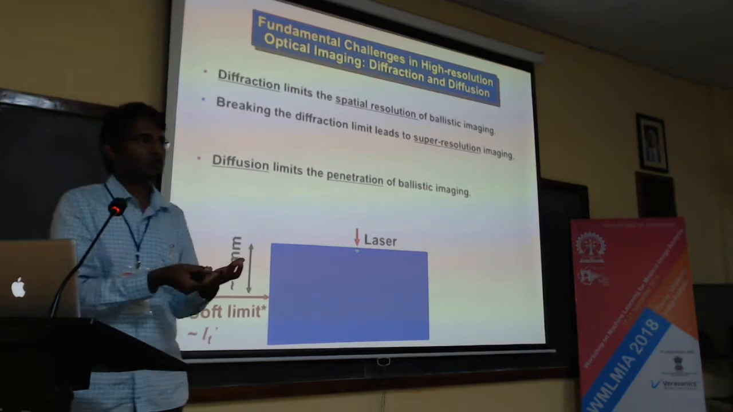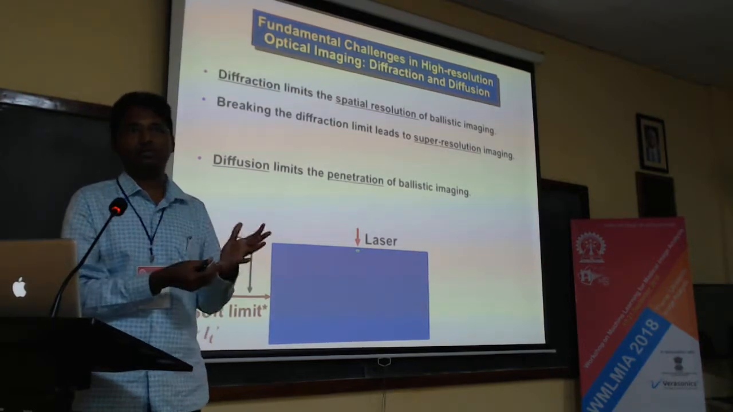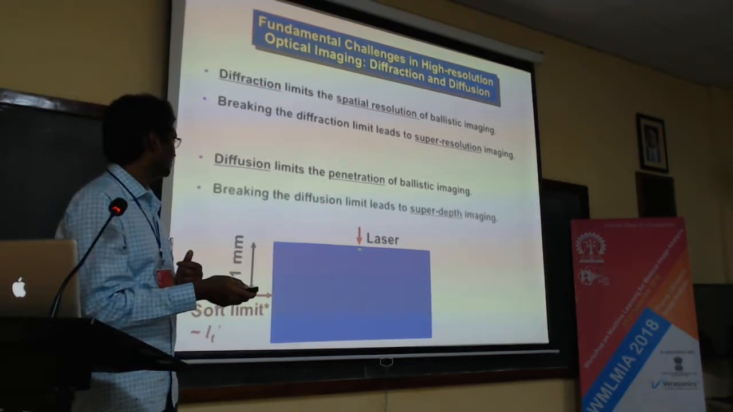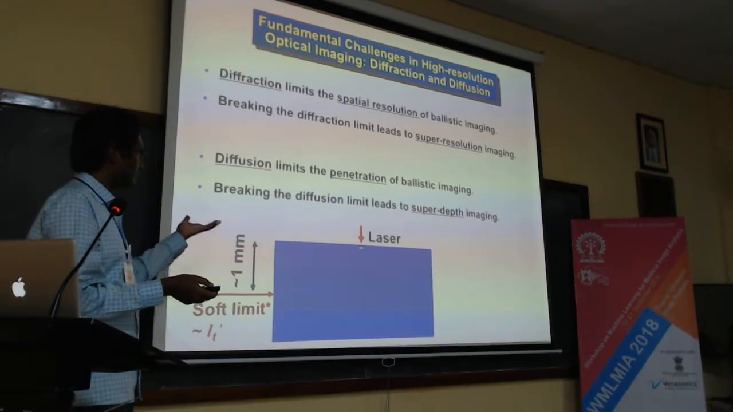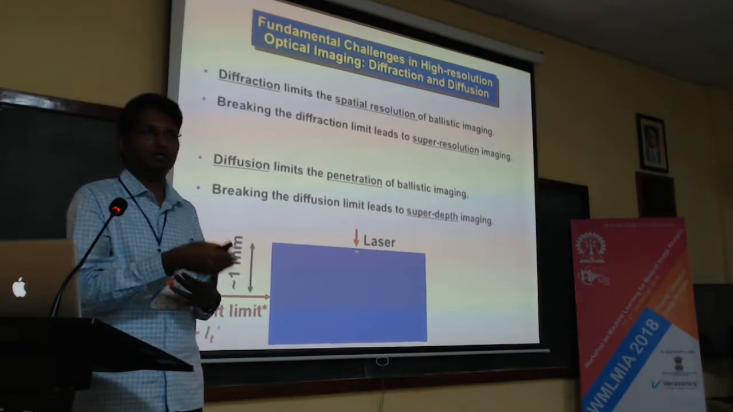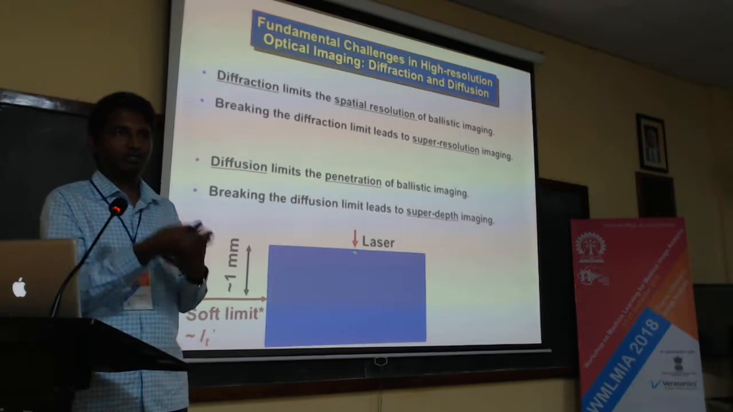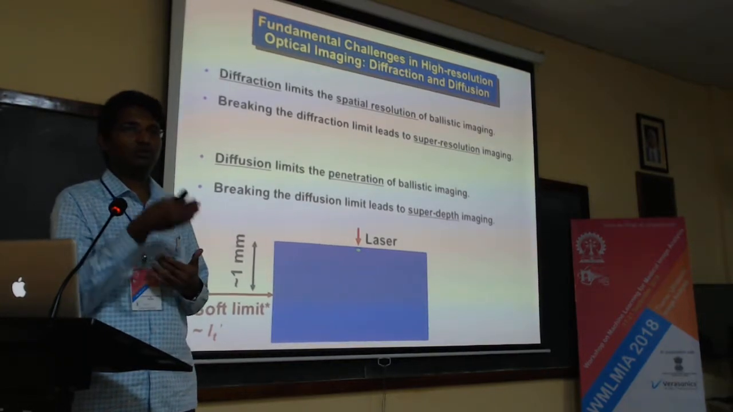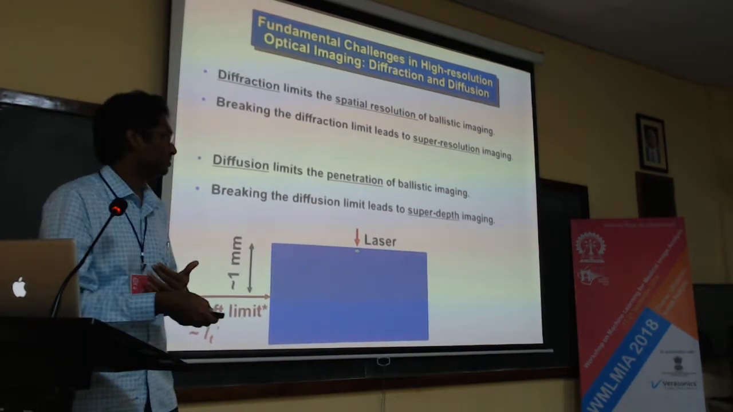If I make the source very small, it cannot penetrate through thick tissues. That's another issue. So we want to overcome this diffusion limit so that we can image deeper tissue. That is what the photoacoustic effect is supposed to do: allow you to image deeper tissues.